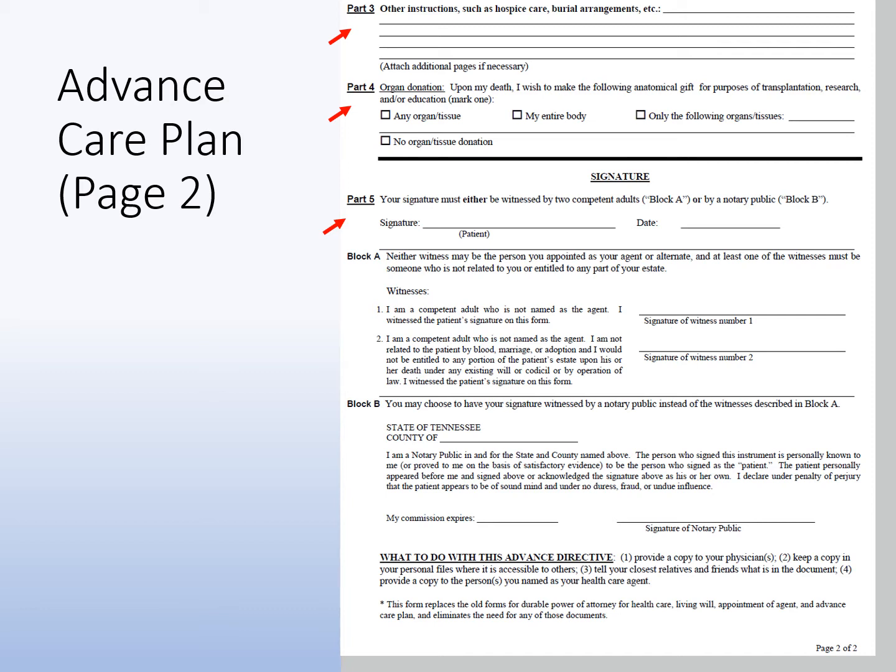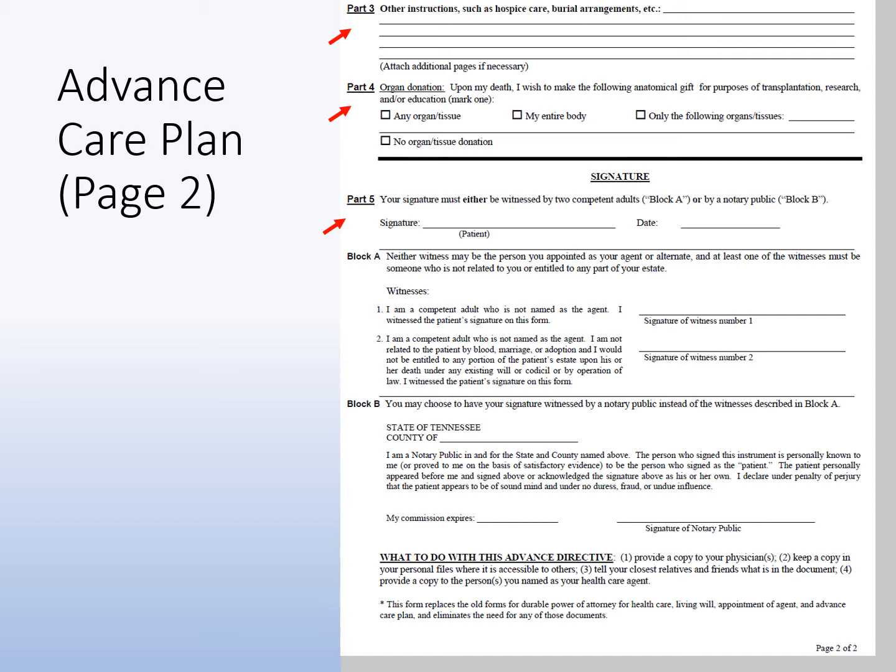So usually, in my experience, most people have the 2 witnesses, and if you look at these, the witnesses cannot be somebody that is the designated agent that was listed on that first page. Somebody that really knows the person well, but is not an agent. And then of course it can't be somebody that would be a beneficiary of their will. So really trying to take out any kind of ulterior motive. So you get that signed with those two signatures.